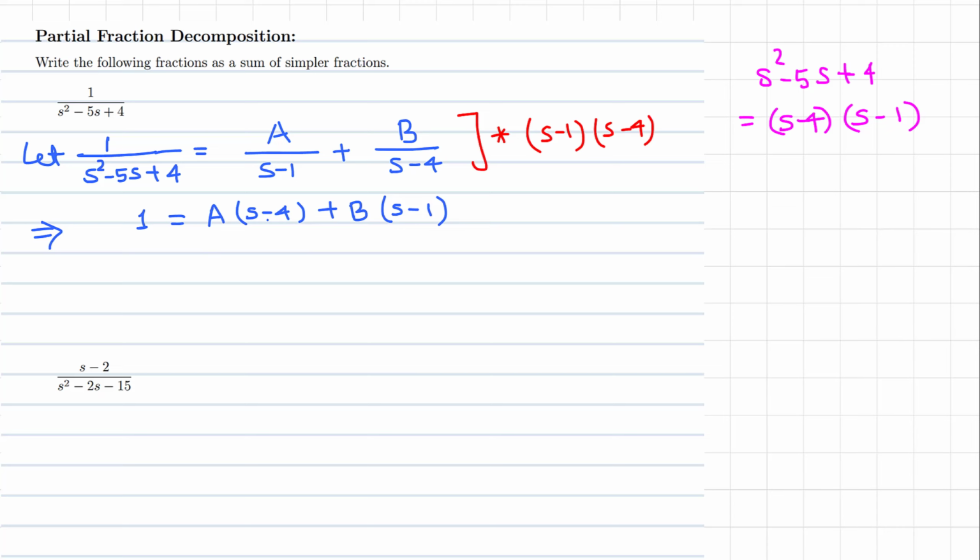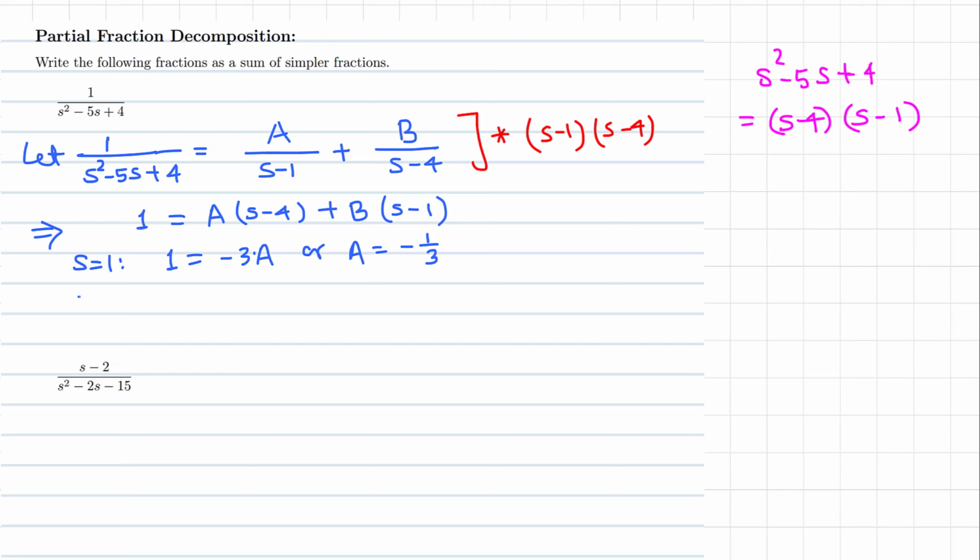Now we want to choose values of s so that we can isolate a and b. If we take s equals 1, then what happens? 1 equals 1 minus 4, negative 3a, plus 1 minus 1, 0. So the whole second term is 0. So what is a then? This is negative 3 times a, so a is 1 over negative 3. So a is negative 1/3.